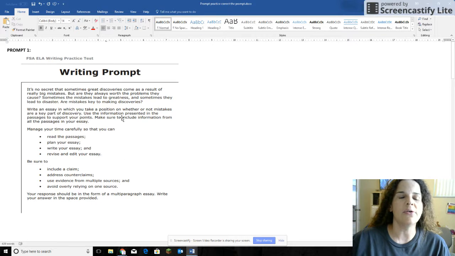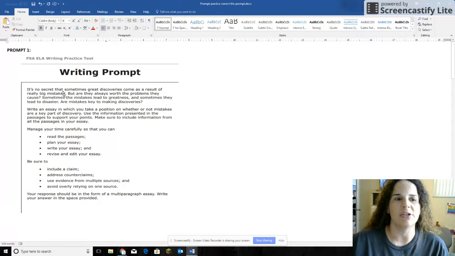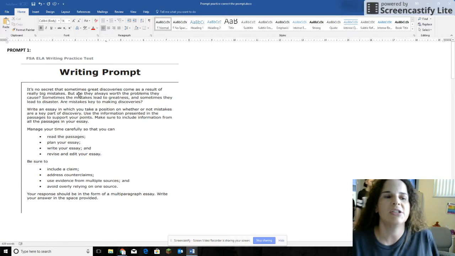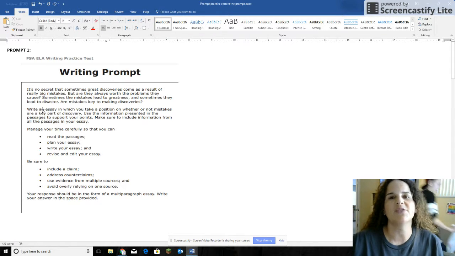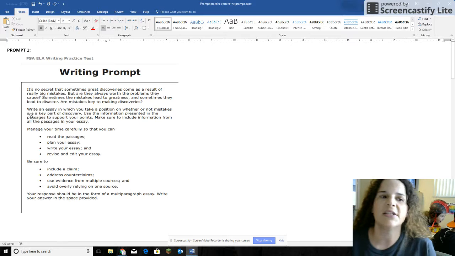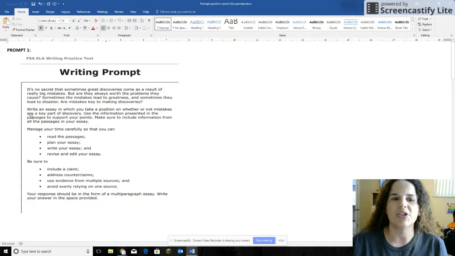The first thing you're going to do is look at the prompt. Now this prompt has a paragraph that tells you there's background information. Okay, we don't really need that. We're going to use that for when we have to beef up our introduction. Our second paragraph has the information that we need to write our essay. So right here it says, write an essay in which you take a position on whether or not mistakes are a key part of discovery. Okay, that's the part that we're going to need.